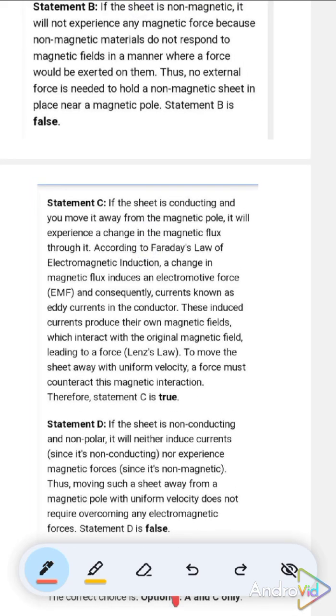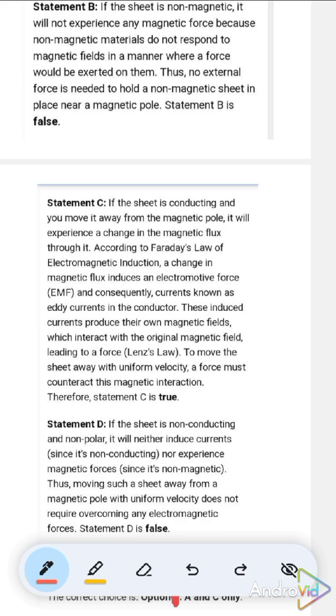If the sheet is non-conducting and non-polar, it will not have any currents induced because it is not conducting, and it would never experience any sort of magnetic force because it is non-magnetic as well. Thus, moving such a sheet away from a magnetic pole with uniform velocity does not require overcoming any sort of electromagnetic forces, and hence statement D is false.